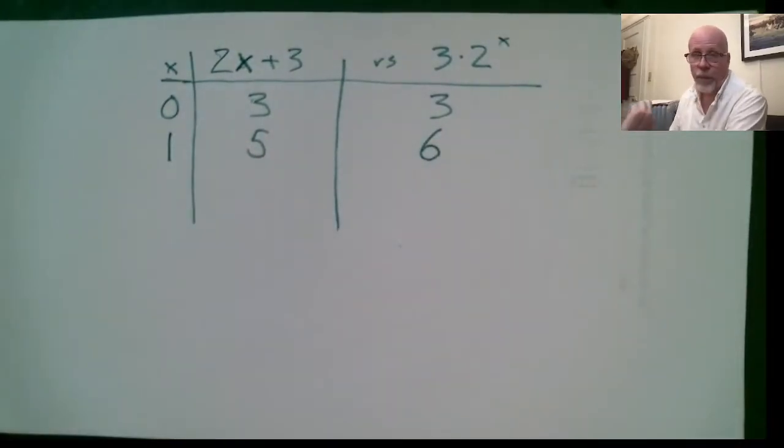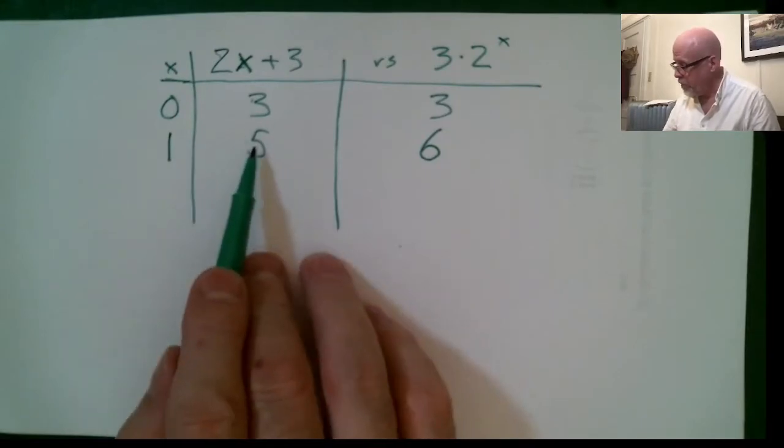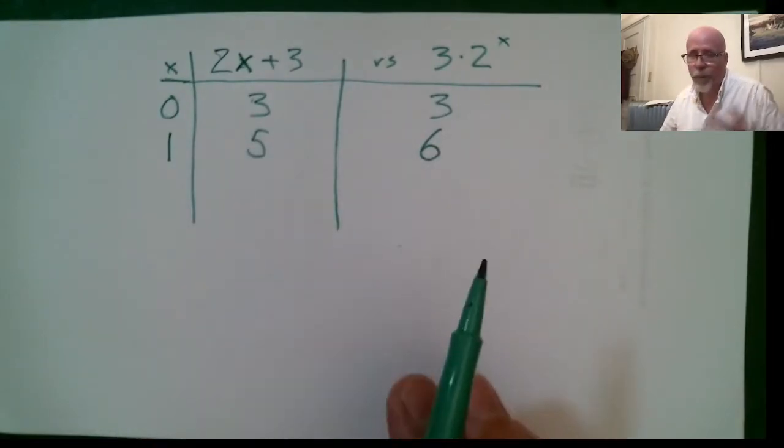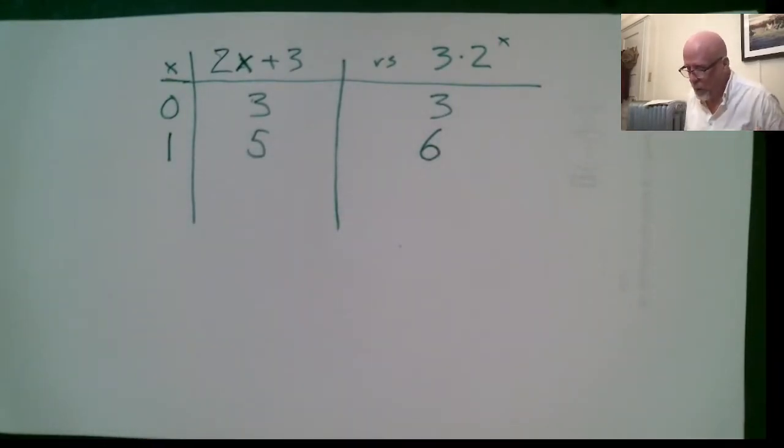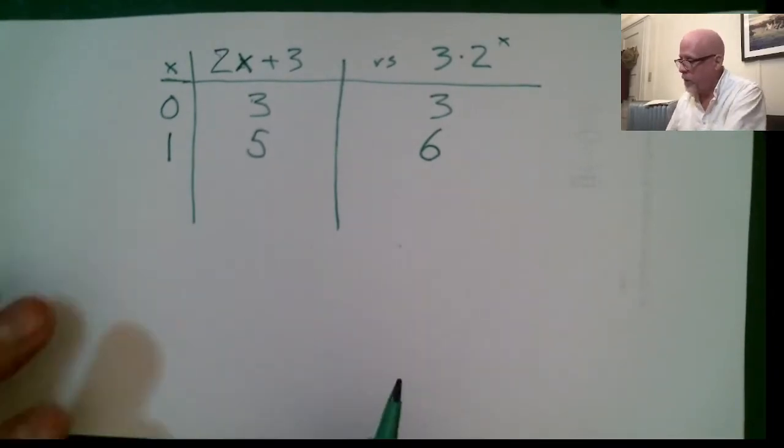Not a huge difference, really, between the two of them. We start at 3, this one goes to 5, this one goes to 6. Big deal? It's only one unit higher. The surprise factor comes after we do a few more iterations.